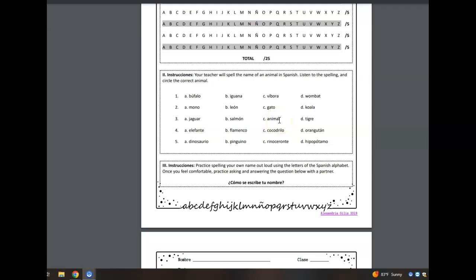Next, part 2, there are 5 questions. For each question, you have 4 options, A, B, C, or D. I am going to spell one of these words. These are the names of animals in Spanish. Based on the word that I spell, you're going to choose which word matches that spelling. So for example, number 1, W-O-M-B-A-T would be letter D, right? Wombat.